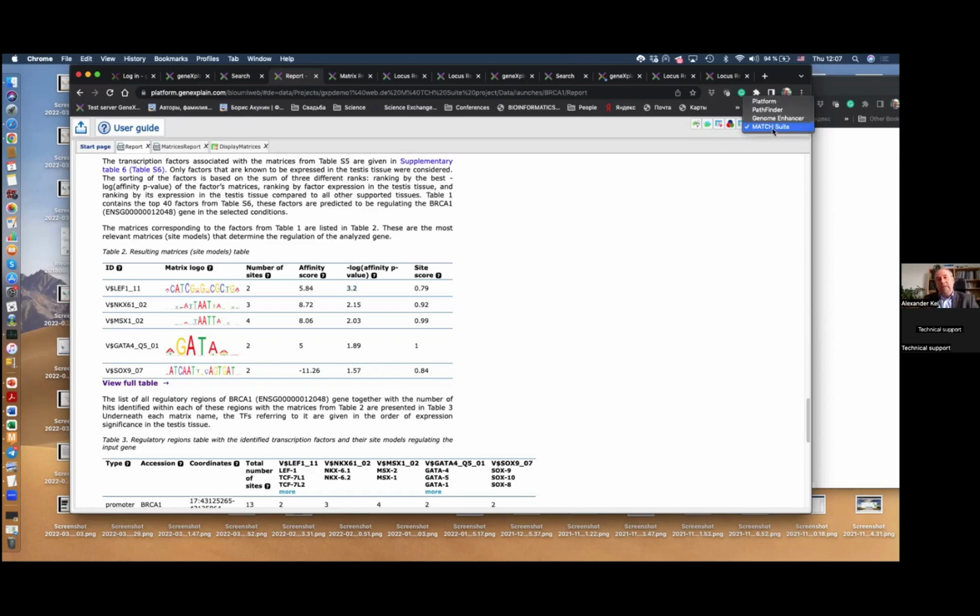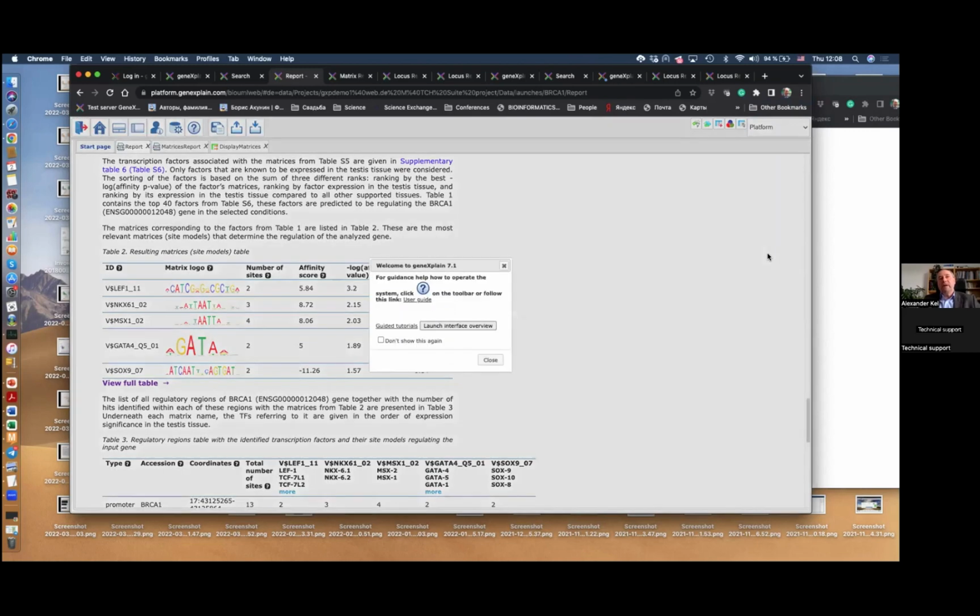Just to let you know, what I showed to you is the interface which is called Match Suite, which basically doesn't give you too much freedom to choose your parameters of the analysis. It does many things by itself, which is good. You don't bother with choosing the right parameters or the right algorithm. But in fact, this Match Suite is based on the geneXplain platform, and if you have access to the platform and an account, then the platform is also accessible.